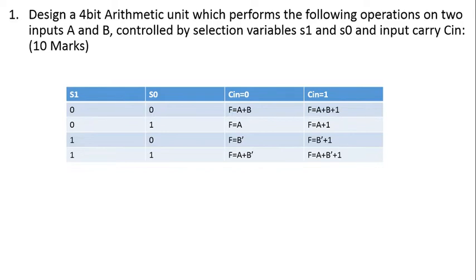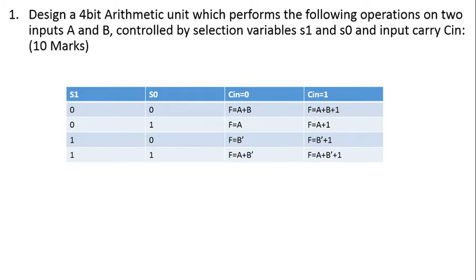Hi all, welcome back to this video tutorial. This video is for solving a university question asked in a previous year COA examination, and this question comes under the 5th module topic. The question is: design a 4-bit arithmetic unit which performs the following operations on two inputs A and B, controlled by selection variables S1 and S0 and input carry Cin. This question carries 10 marks.